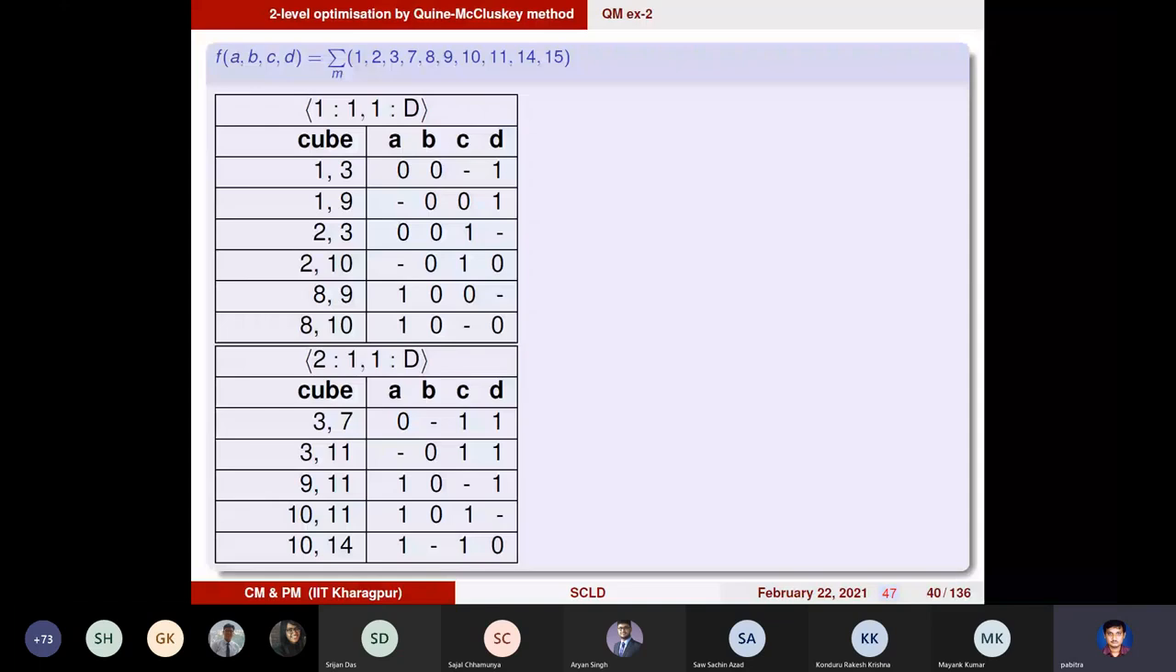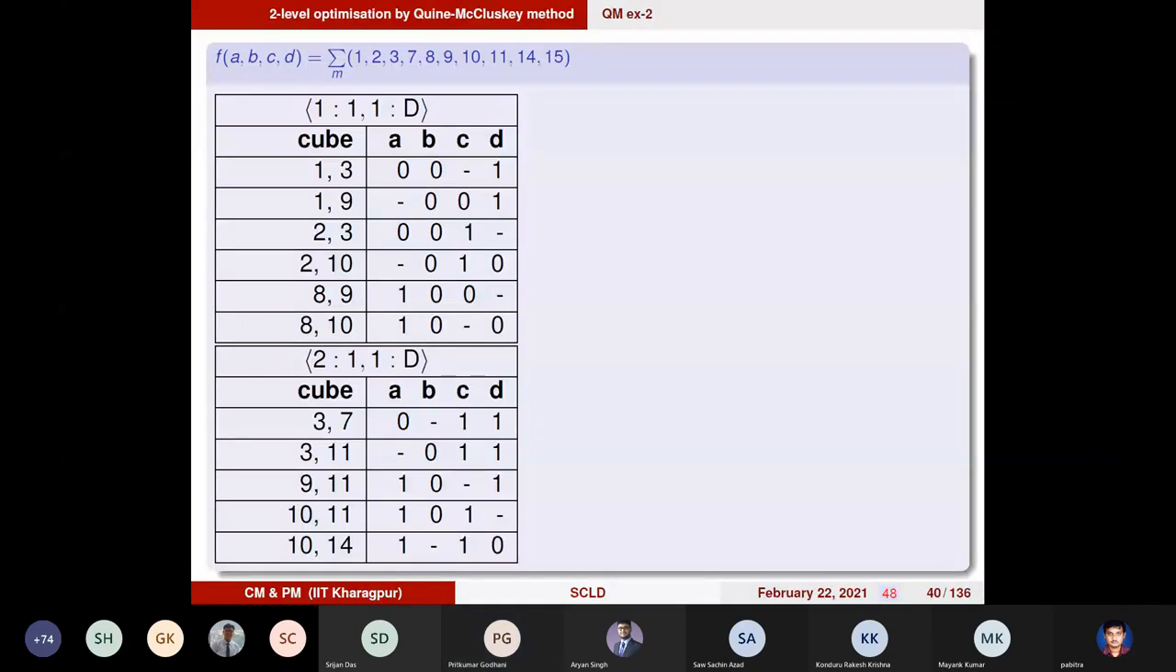1-3 combines with 9-11. You see 1-3 combines with 9-11, and the A position drops. So A becomes a dash, B becomes 0, C is already a dash, D is 1. Give me one more. Please tell me one more. Sir, 1-9 combines with 3-11.